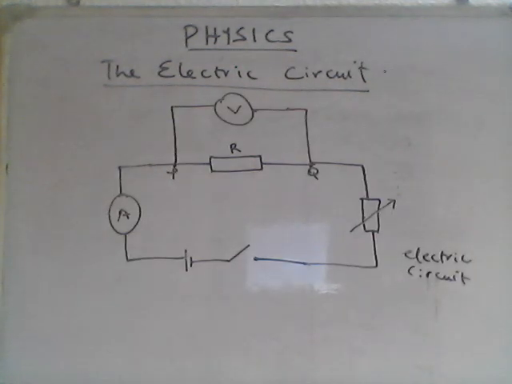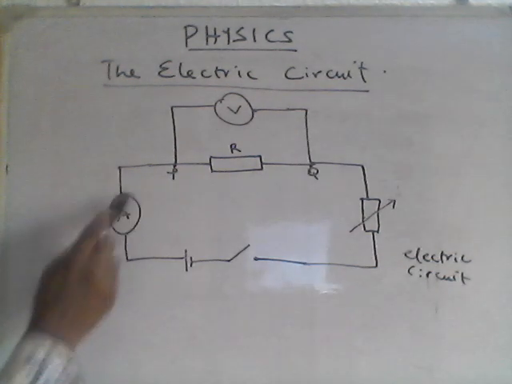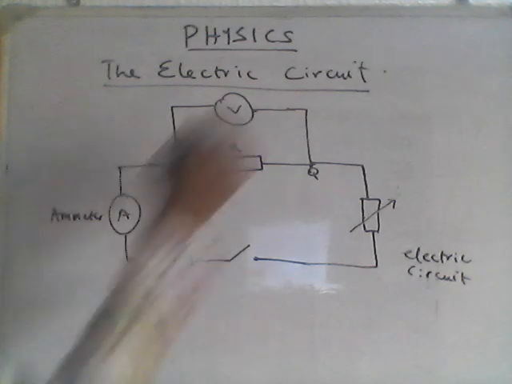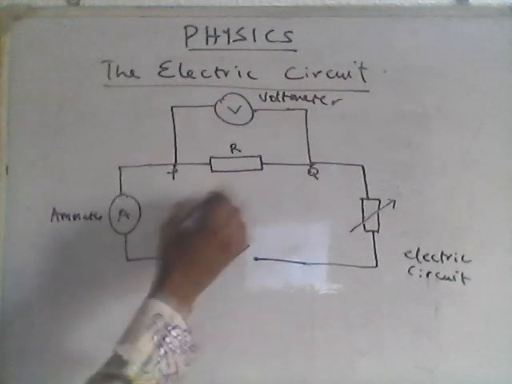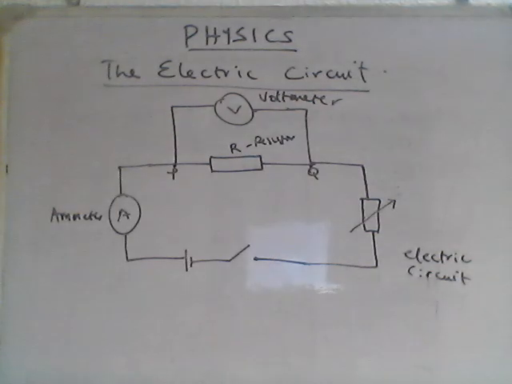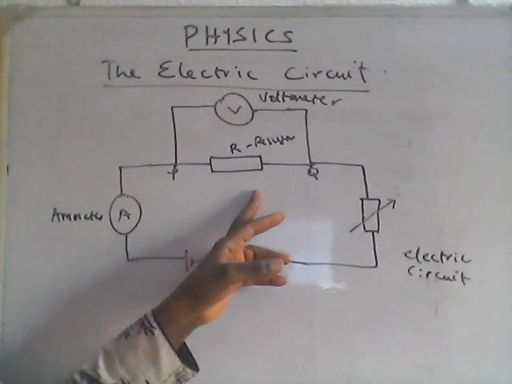Okay, so here we see the components of the electric circuit connected. These lines are wires. And this is the ammeter. The ammeter measures the amount of current. This is the voltmeter. The voltmeter measures the amount of voltage. This is the resistor. R is the resistor. It provides a kind of resistance to the flow of current to appropriate the amount of current that will flow through a particular junction.